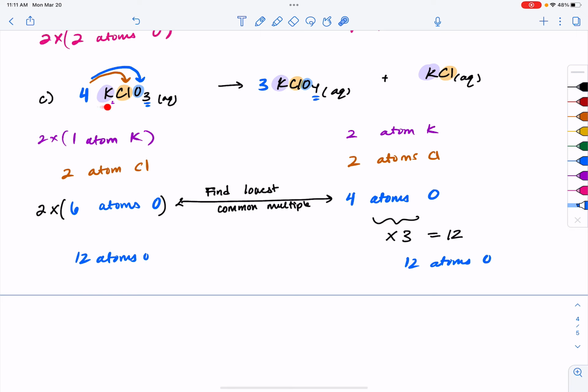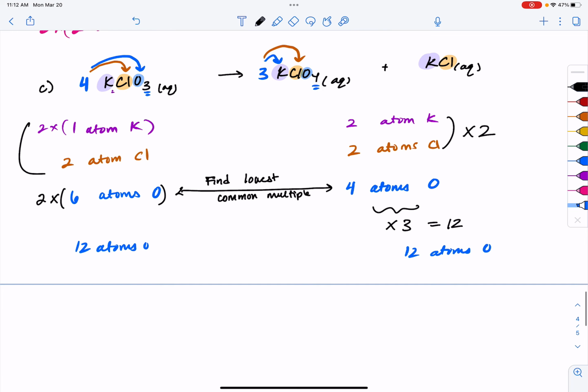So I had 4 potassiums starting on my reactant side. Looking at my first product, that gives me 3. My second product gives me 1. 3 plus 1 is 4, so I'm good with potassium. Now let's look at chlorine. I have 4 chlorine on my reactant side, and now I have 3 chlorines in my first product, and also 1 chlorine in my second product. So that gives me 4 chlorines. So now all of these have been doubled, and I am now balanced.